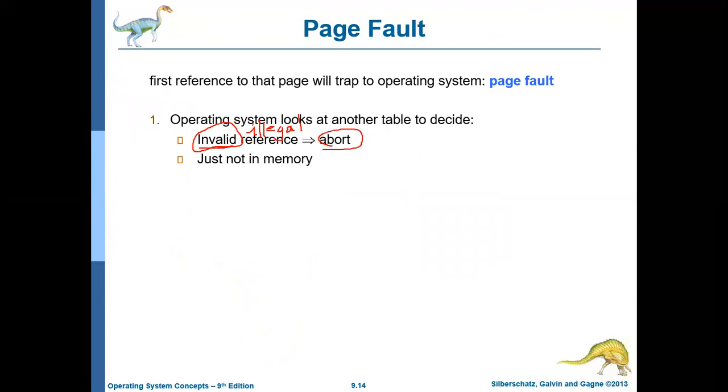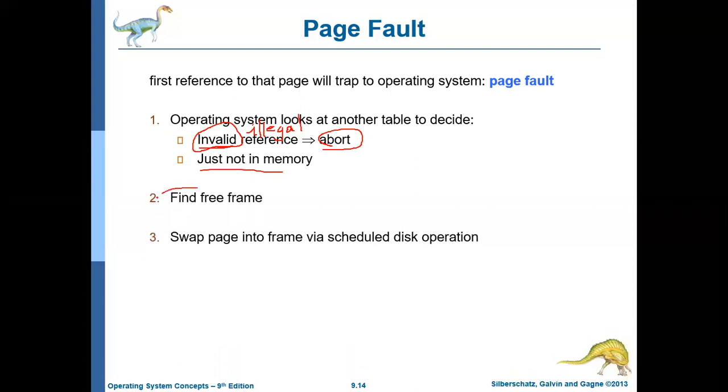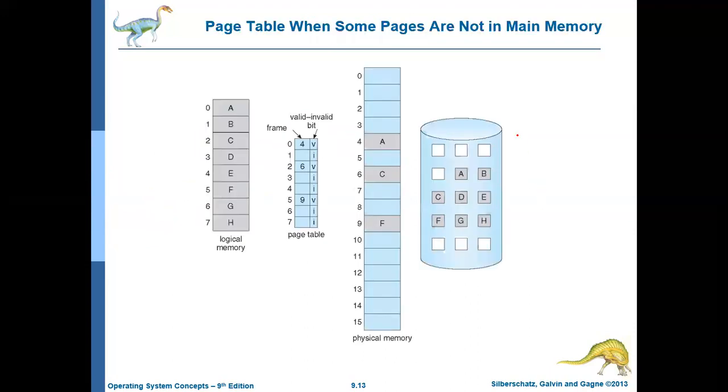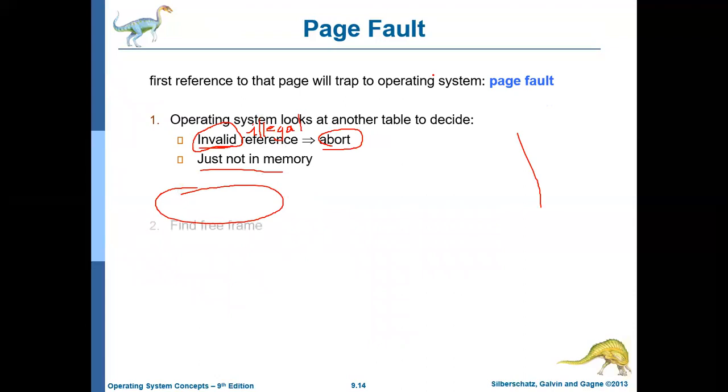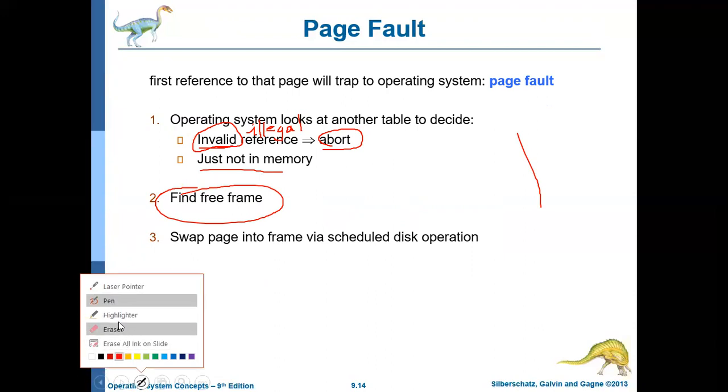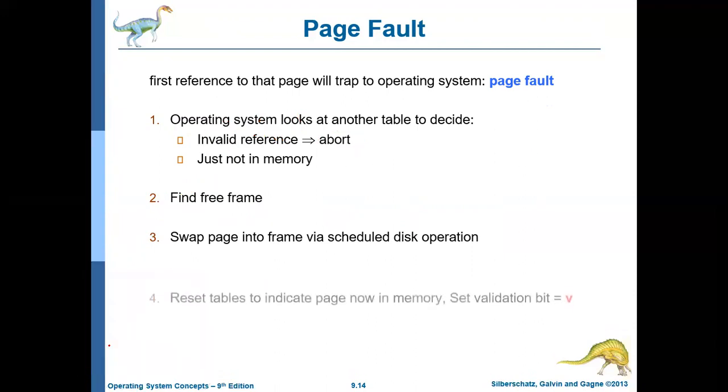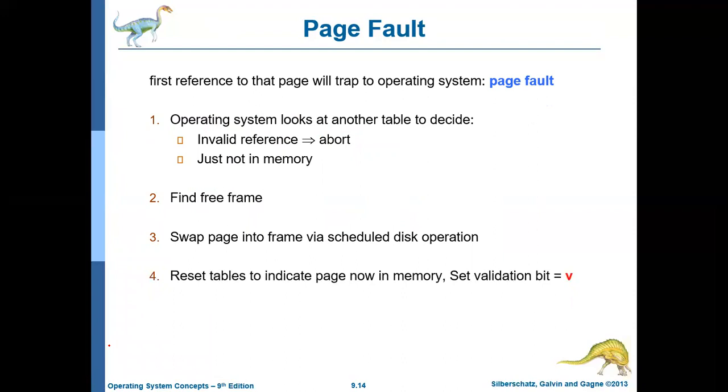Okay. If it is not an illegal access, then it means that it is legal. The access is legal, but the page is just not in the memory. Then you should move that to main memory. First find a free frame in the main memory. In the previous diagram, if you see, main memory contains some locations that may be free. Identify the free frame, and then swap the page into the free frame from the hard disk. Okay. And reset the table entry, that is, set the validation bit to V. And once again restart that particular instruction.